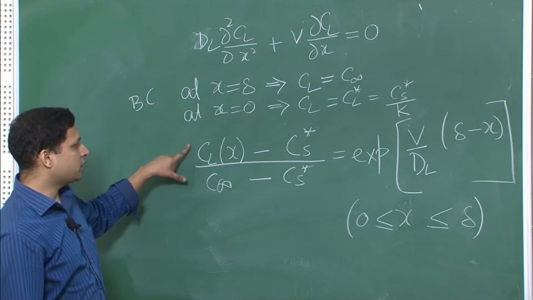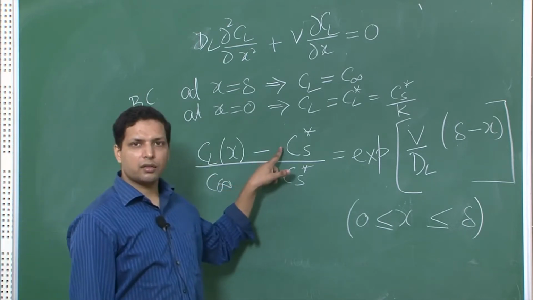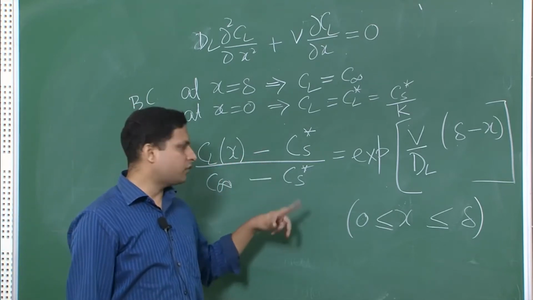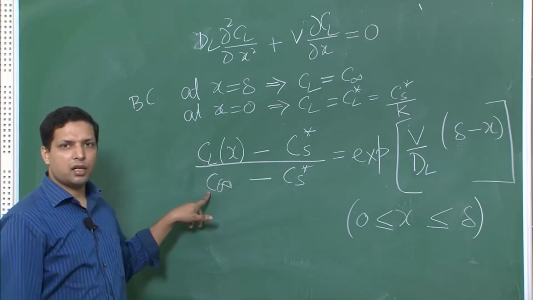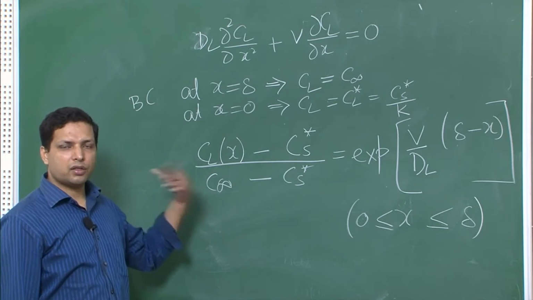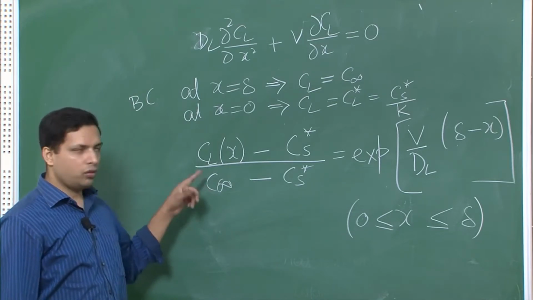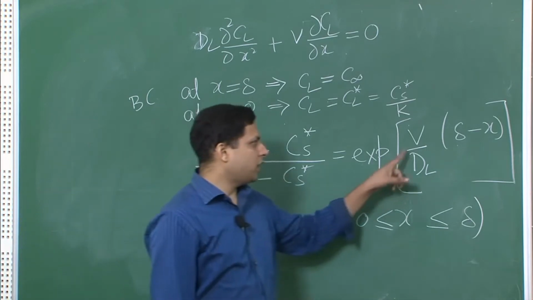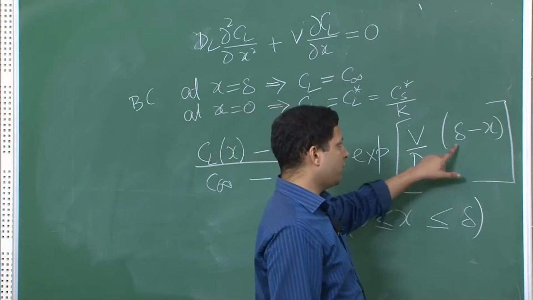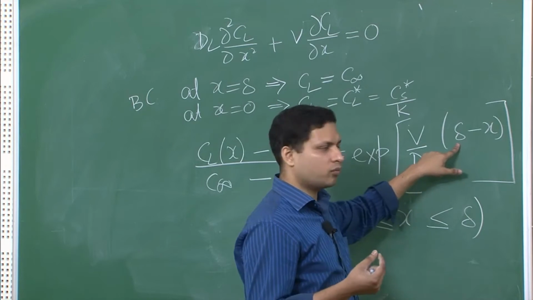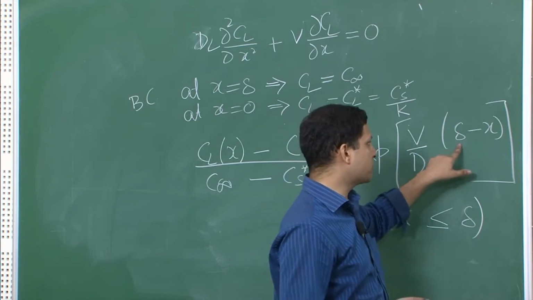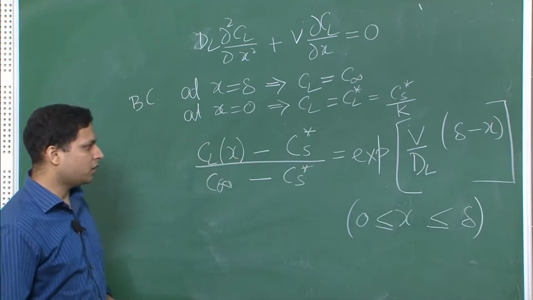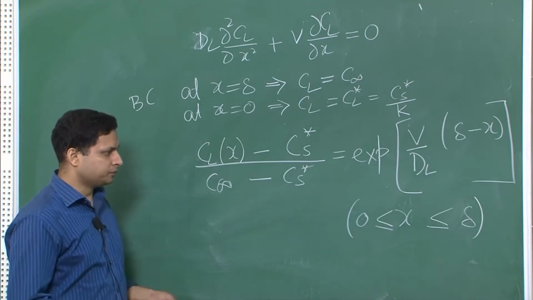So here CL(x) is the variable, CS star is a constant value which we said is the concentration of solid at the interface, and C infinity is the concentration of liquid at a distance very large, or even you can say at a distance greater than x equal to delta. V is the velocity, DL is the diffusivity of liquid, delta is that distance beyond which the concentration remains constant, and x is the variable as a function of which we are trying to find the concentration of liquid.